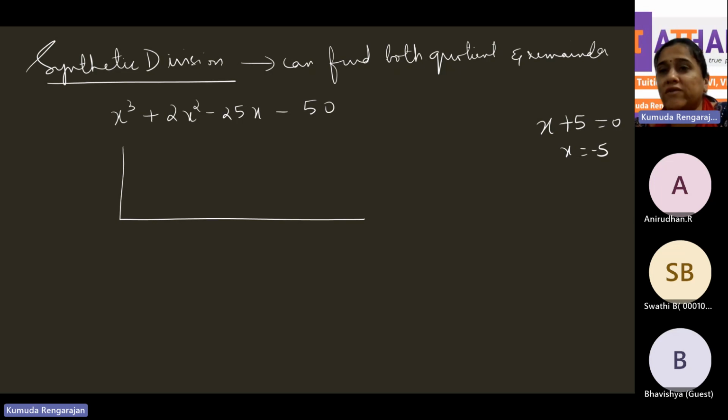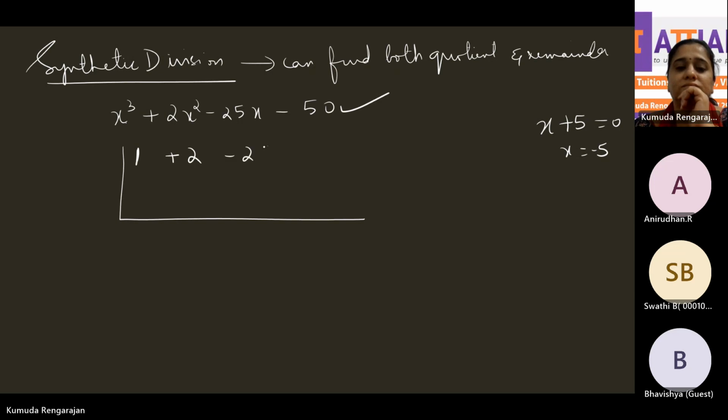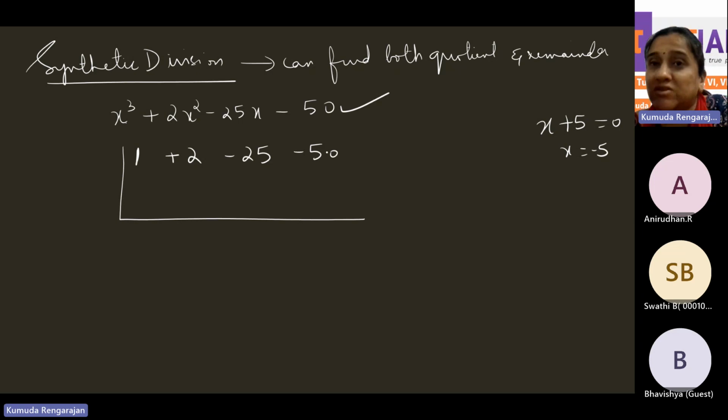Write out only the coefficients of the dividend. This is the dividend. Write out only the coefficients. X cube, what's the coefficient? 1. Then if it starts with x cube, there should be the x square term. What's the coefficient? Plus 2. Then if there's any power of x missing, you must put a 0.